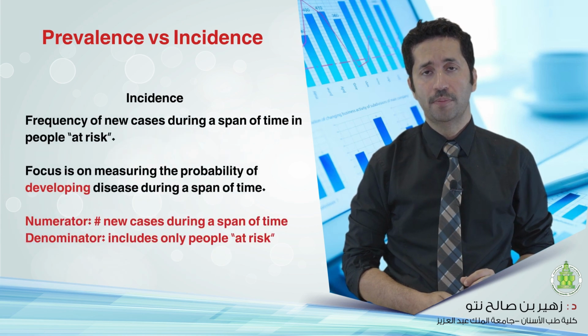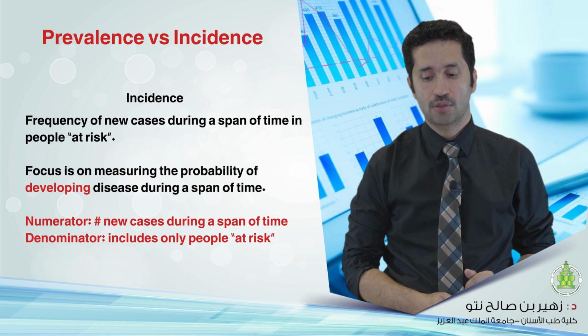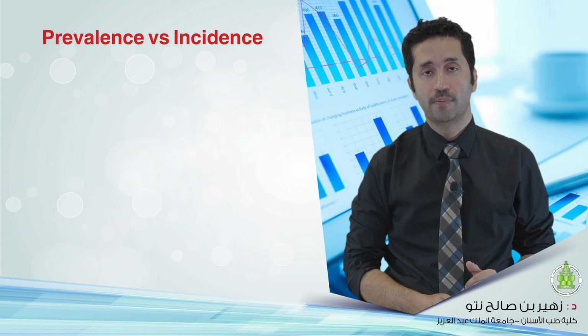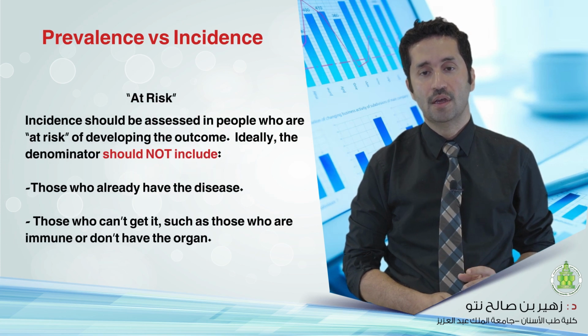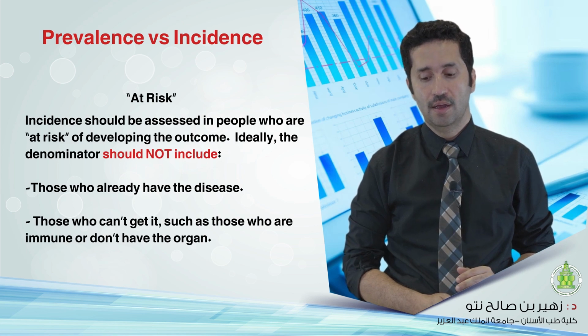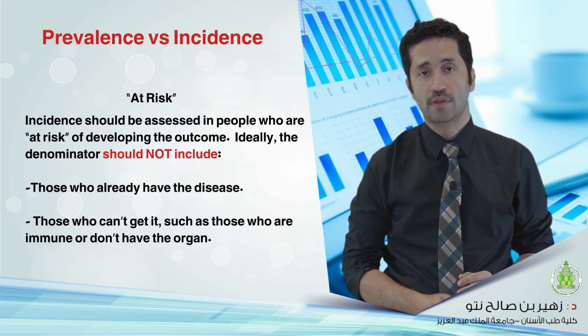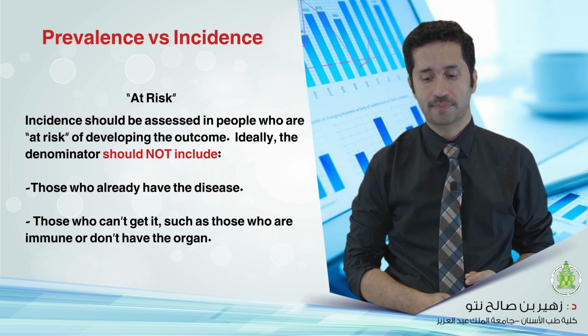So what do we mean by population at risk? Population at risk means those who can get the disease. We exclude those who already have the disease. It means the population at risk is the people with a probability of getting the disease, so we exclude those who will not get the disease, either because they are immune to it or because they already have the disease.